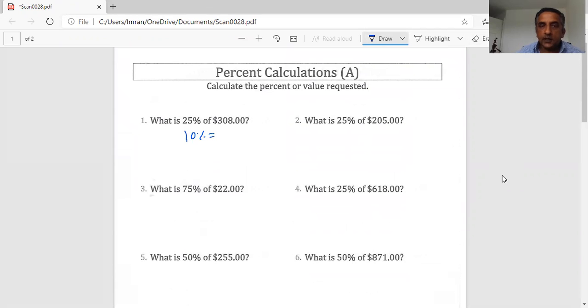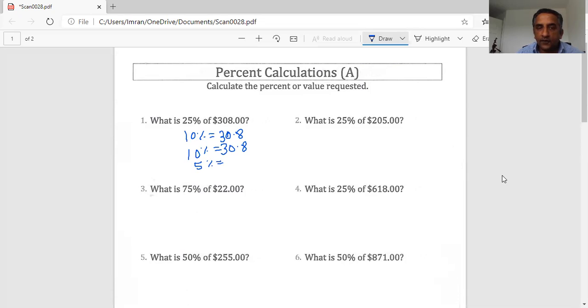So the 10% of 308 is 30.8. Why is it 30.8? Because for 10% we move the decimal one place to the left. So the decimal will go between 0 and 8. So it's 30.8. Then we find another 10%. Obviously that is again exactly the same, which is 30.8. Then we find 5%. Because 5 is half of 10, we will half 30.8.